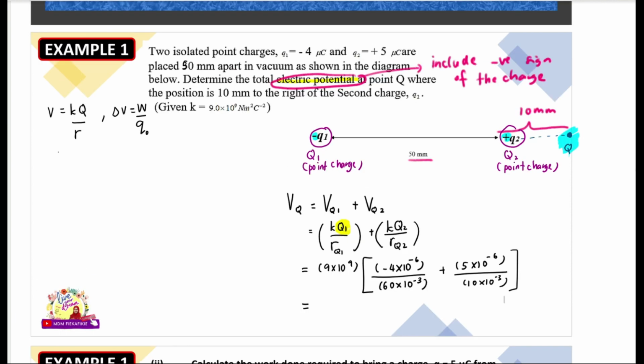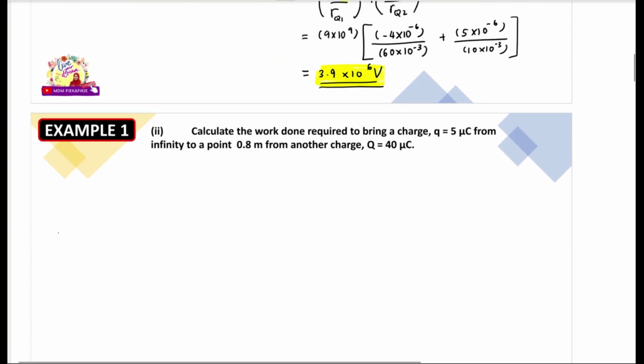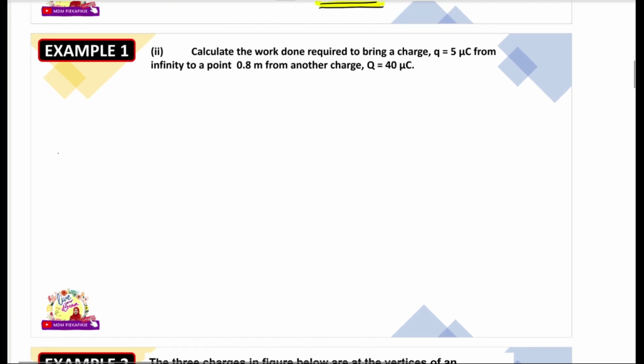Alright, so after calculation, the answer is equal to 3.9 times 10 power of 6 volt. So the unit is volt. This one is electric potential. So the answer is 3.9 times 10 power of 6 volt. Make sure you calculate carefully. Please check and press your calculator, to see whether I made a mistake in the calculation.